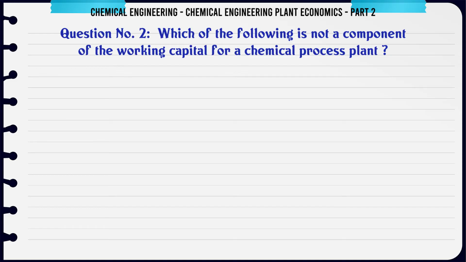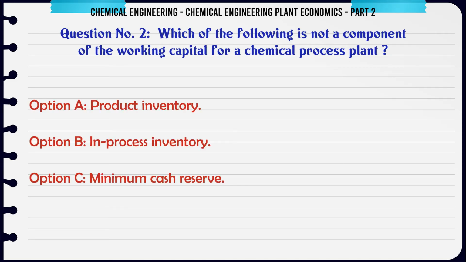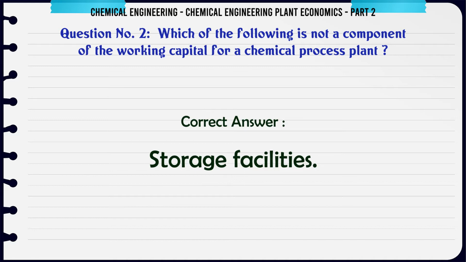Which of the following is not a component of the working capital for a chemical process plant? A. Product inventory. B. In-process inventory. C. Minimum cash reserve. D. Storage facilities. The correct answer is storage facilities.